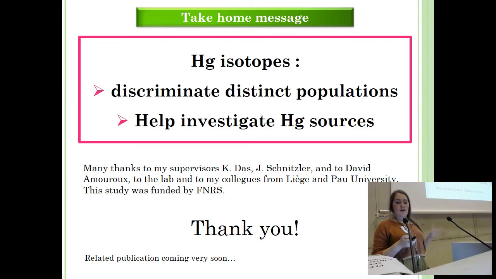And so what you have to remember is that mercury isotopes do discriminate sampling sites and do help us investigate mercury sources.